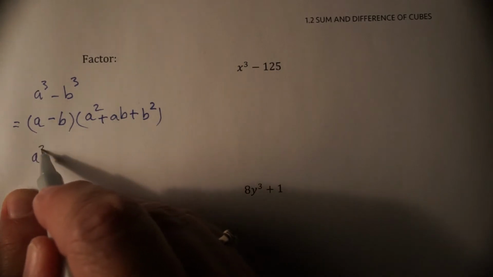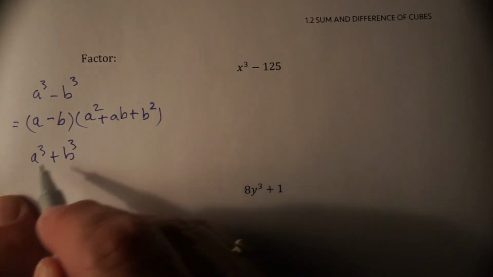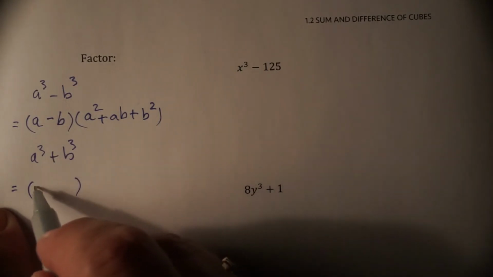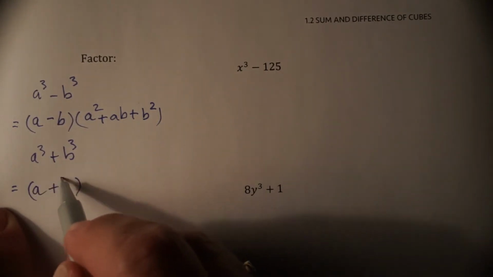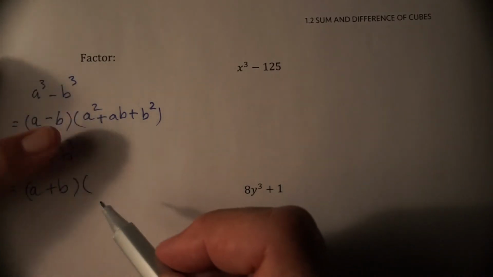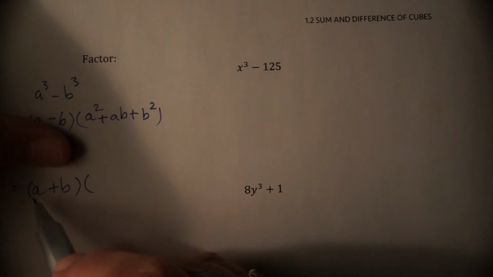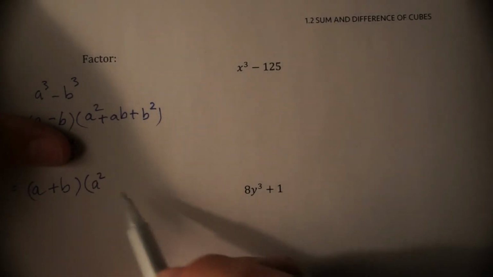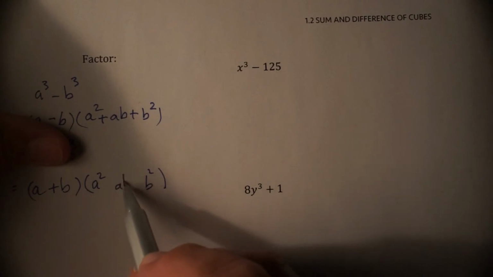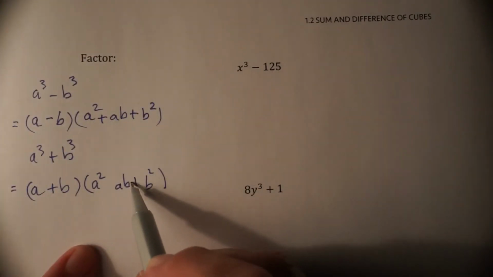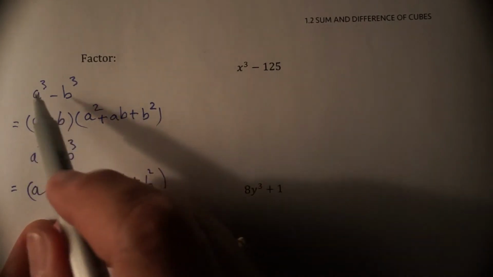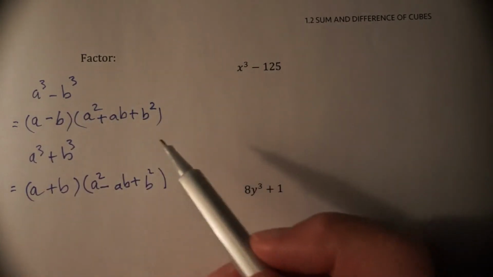It's almost identical for the sum of perfect cubes. The linear factor will be a plus b, the two cube roots with the same sign. And the quadratic factor, I'll just cover that up, it'll just be a squared, b squared, a times b. The last one is always positive, and this sign will always be opposite, so it'll be minus. So these are almost like little formulas to help us.